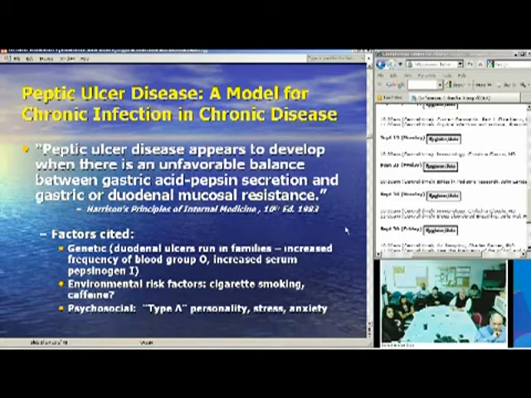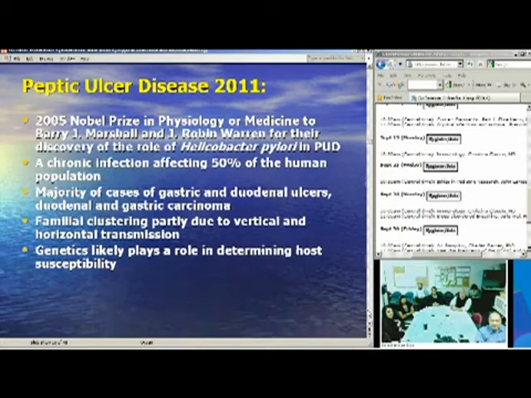This is what Harrison said. It looked like there's an unfavorable balance between gastric acid peptic secretion and the mucosal resistance to acid. So they were looking at all kinds of things: frequencies of blood group antigens, increased secretion of digestive enzymes, environmental risk factors such as tobacco smoking and lots of coffee, the type A personality that I can remember one of my teachers putting up on the board when I was a medical student talking about it.